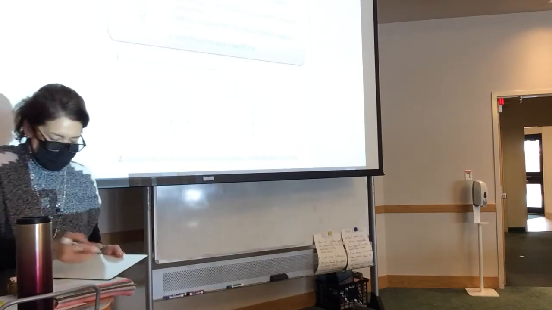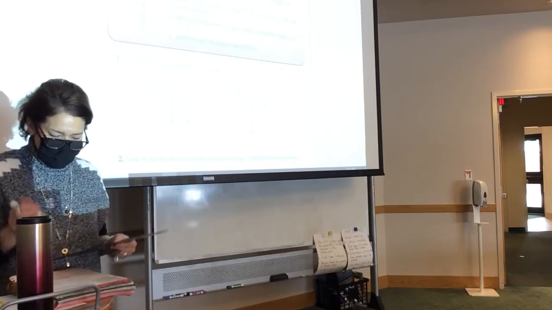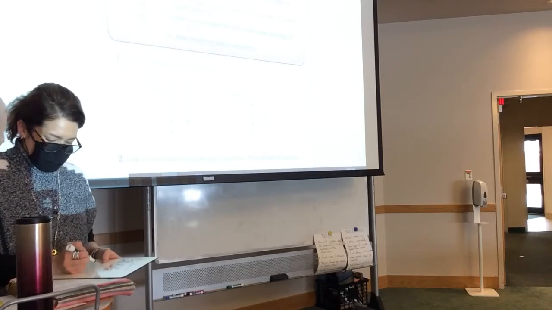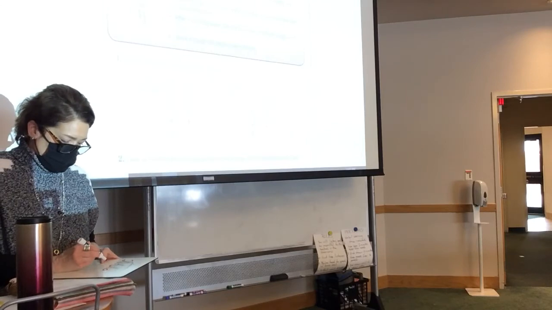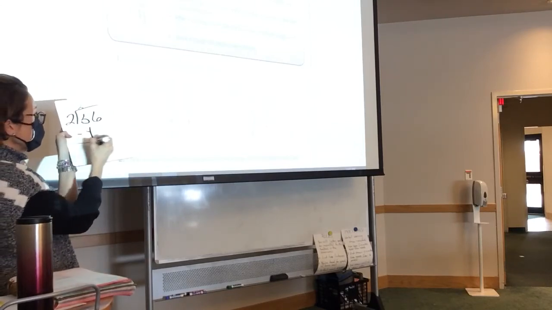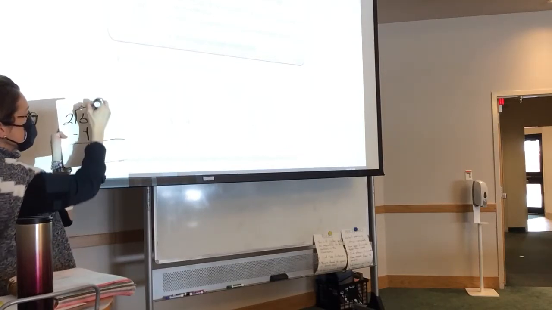Let me get my board going. Still working on it? So 56 divided by 2. How many times does 2 go into 5? 2. So then what is 2 times 2? 4. So you put 4 under 5, minus 4. What is 5 minus 4? 1. You take down the 6.